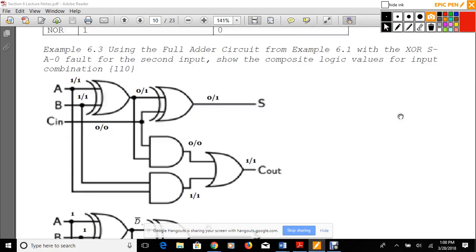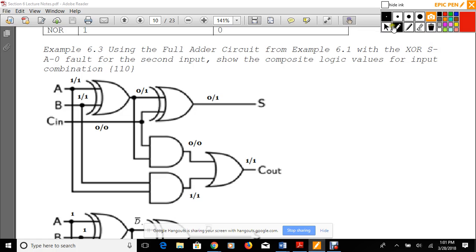And so for 6.3, we're going to use this full circuit example that we used to troubleshoot from before, with the XOR stuck-at-0 fault on the second input. Show the composite logic for input combination 110. So we have input combinations, right? We're putting in a 1, expecting a 1, putting in a 1, expecting a 1, putting in a 0 and expecting a 0, right? So the XOR has a stuck-at-0 fault on the second input.